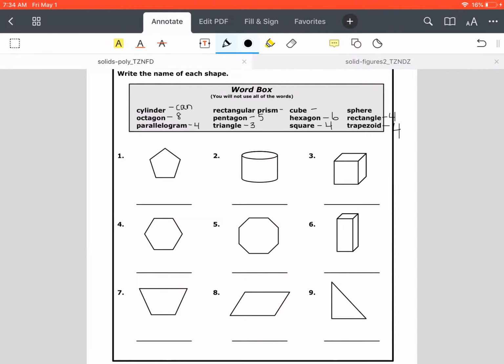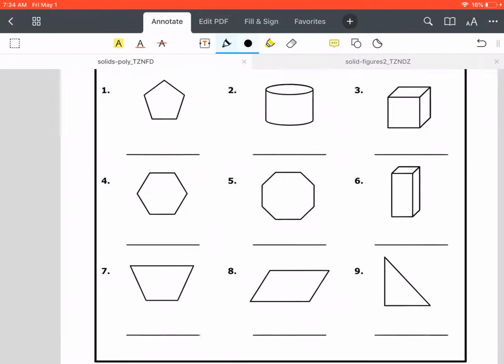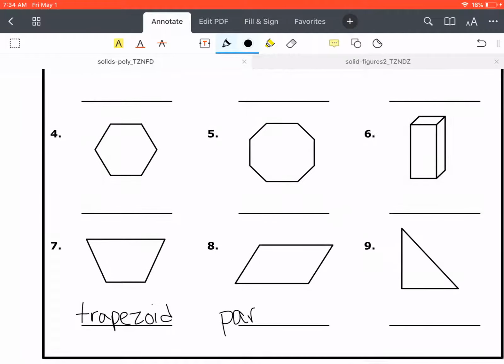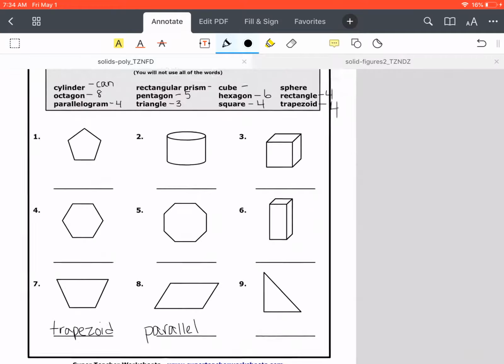Okay, so let's go ahead and do maybe a couple of the more difficult ones. Let's look at numbers 7 and 8. Number 7 is a trapezoid. And number 8 is, it's a long word. Miss Hurt's not even sure how to spell it. Here we go. Parallelogram? Yes.